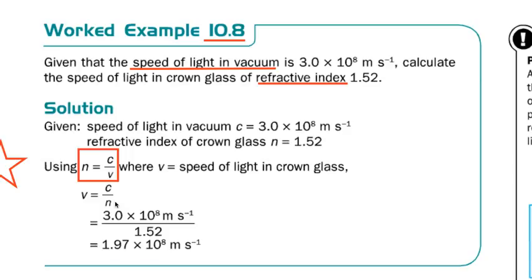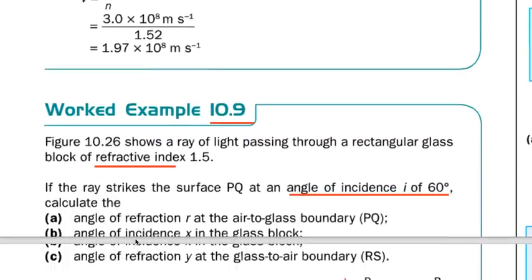Using n equals c over v, v is c divided by n, where c is the speed of light in vacuum and n is given as 1.52. Does it make sense for the speed of light in glass to be slower than in vacuum? Definitely, because in vacuum there's no resistance, that's why it's faster. So this is just a quick check for your work before you proceed.